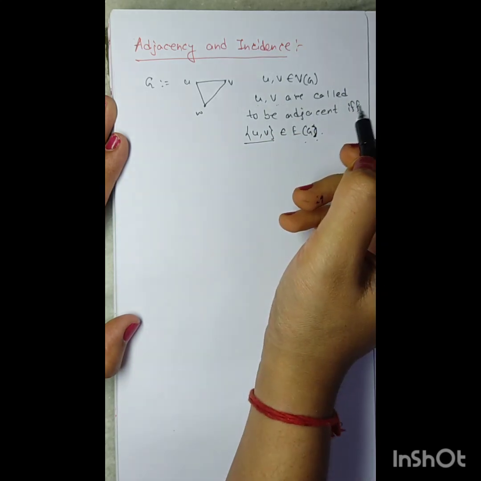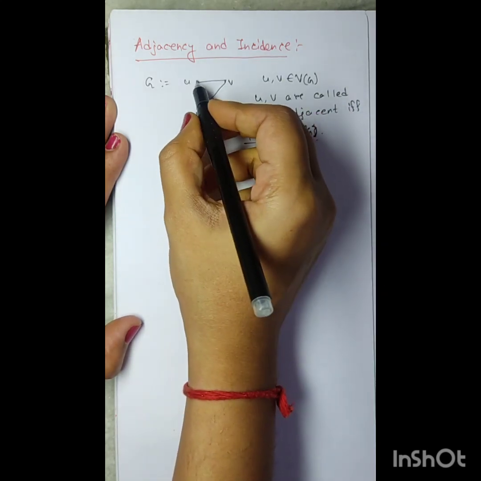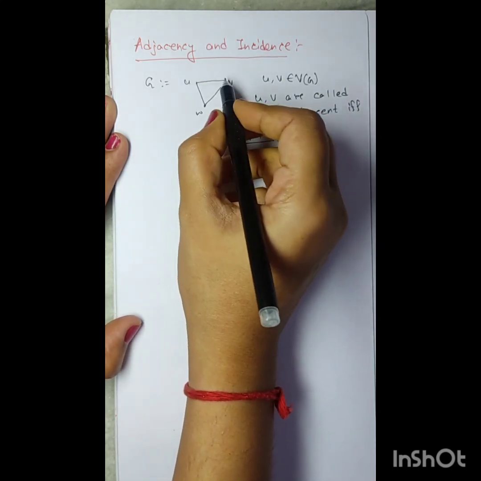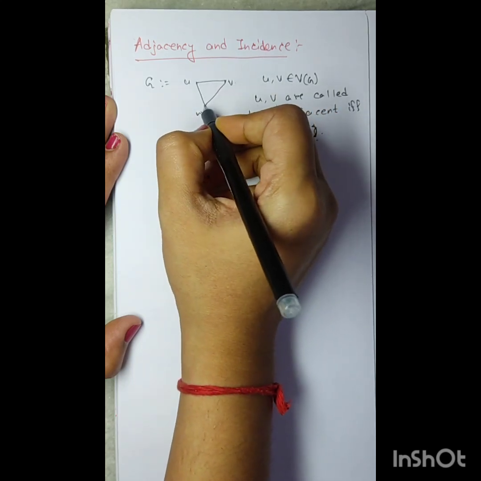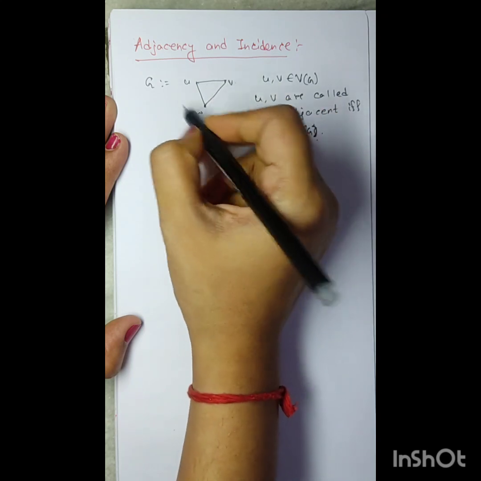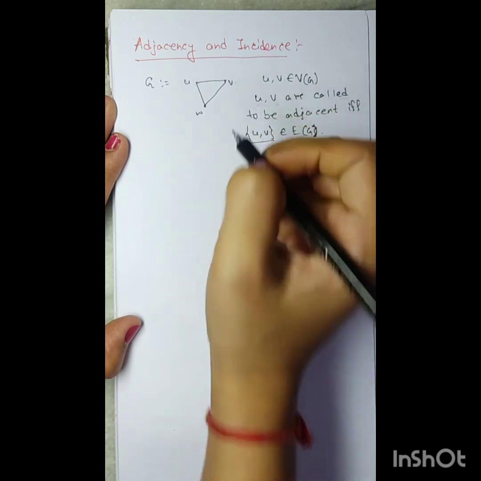If this edge is not there, then we say u and v are not adjacent. For example, here we can check that u is adjacent to v, u is adjacent to w, and v is adjacent to w, v is adjacent to u, and all are mutually adjacent.